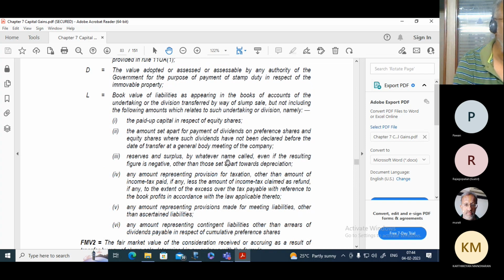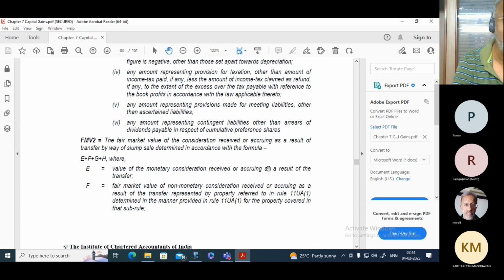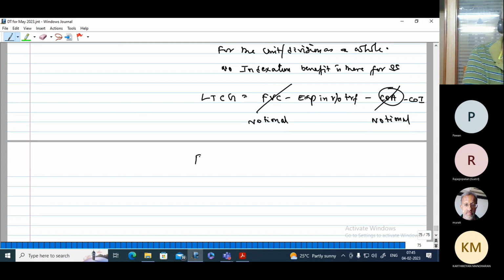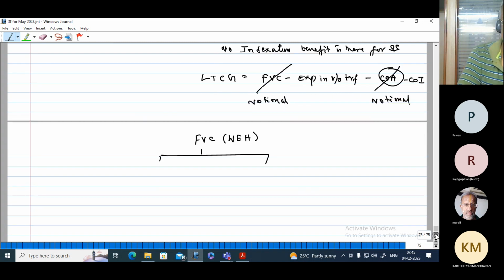See, what is this? Is it based on the assets received or given? So, I will put it this way. Full value of consideration is whichever is higher.